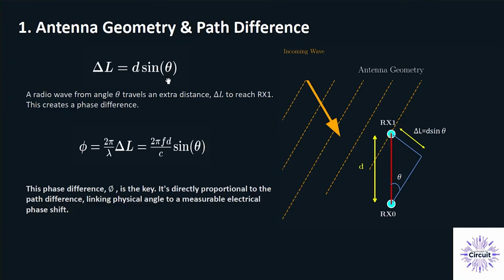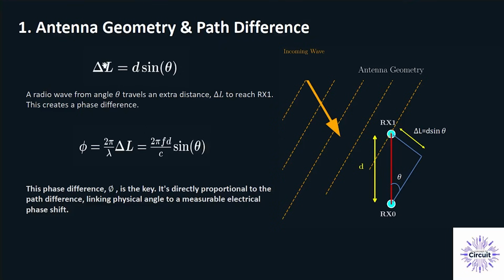We call theta the angle of arrival. We know D because the distance between the antennas is a known design parameter; we design the distance between our RX antennas. And if we can find delta L, we can calculate theta.